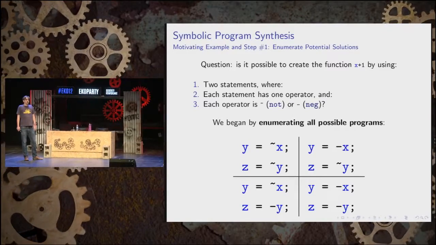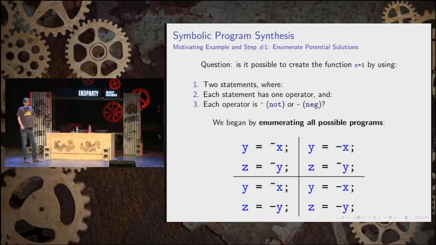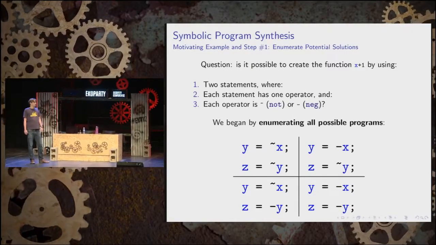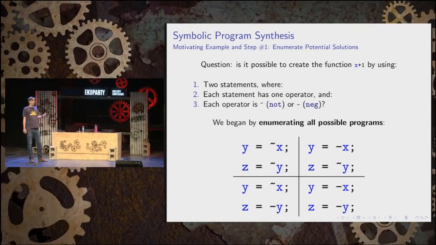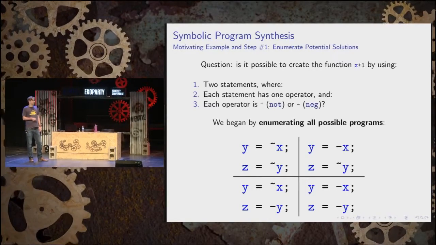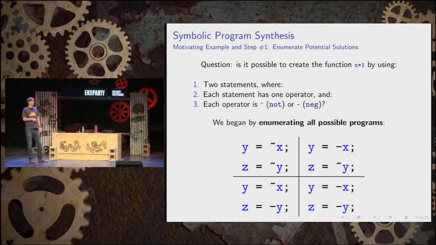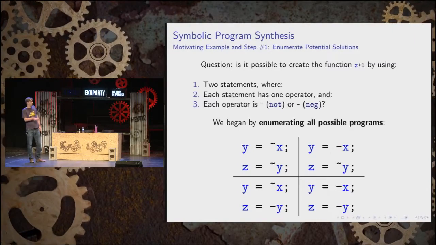So here's our running example that we're going to use. The question is, can we create the function x plus 1 by using two statements where each statement has one operator and the operator is either not or neg? So to be clear, the bottom of the slide enumerates all four of the different possibilities that we're discussing: two not, two neg, and one not.